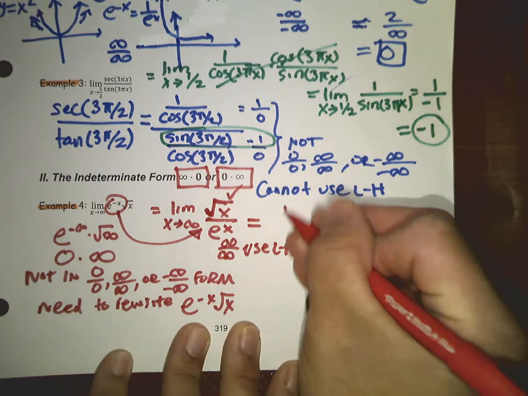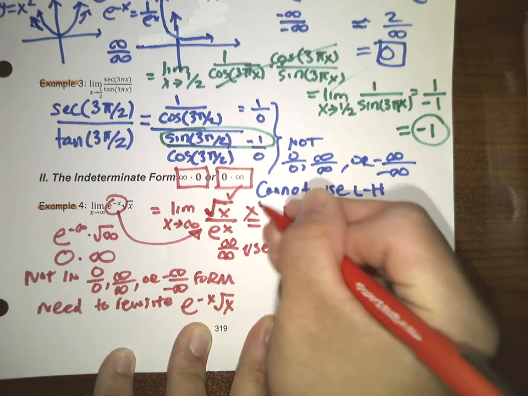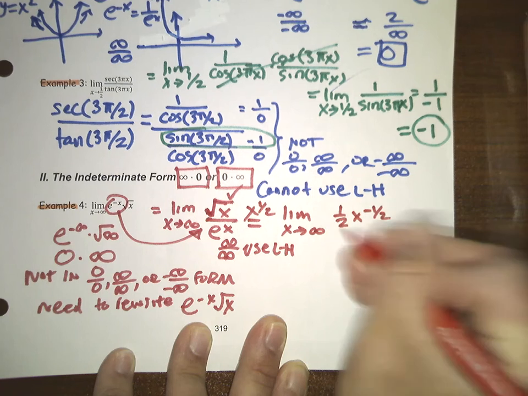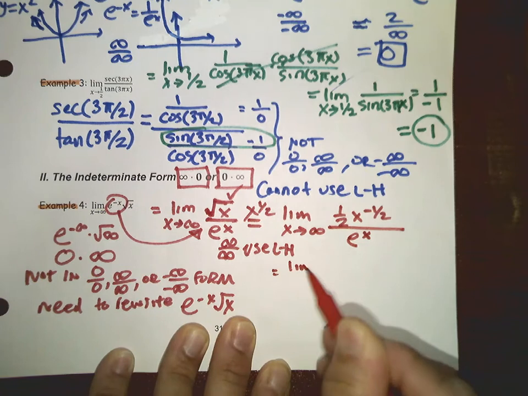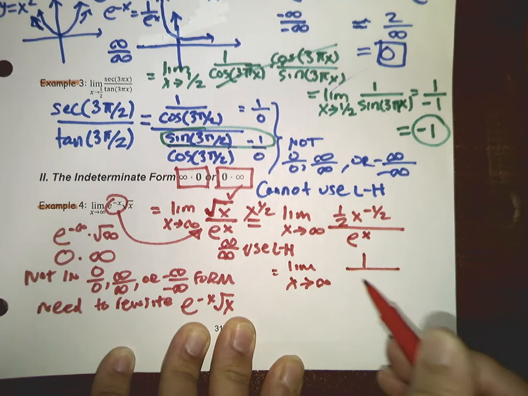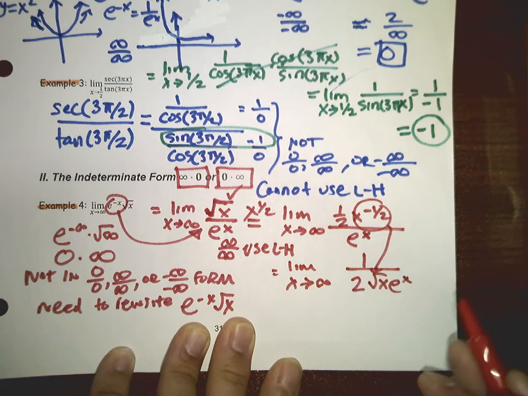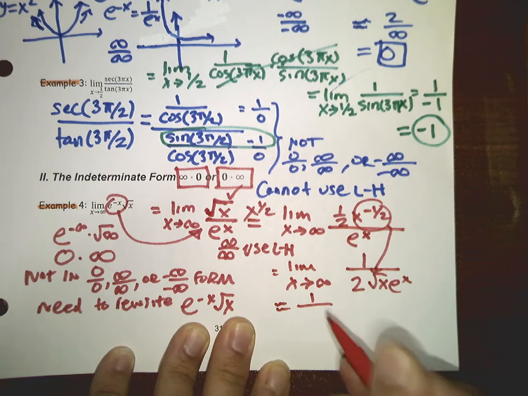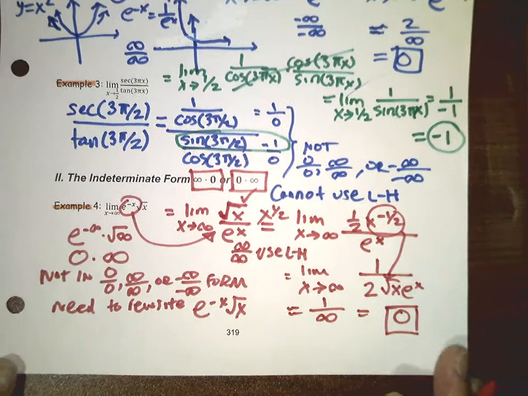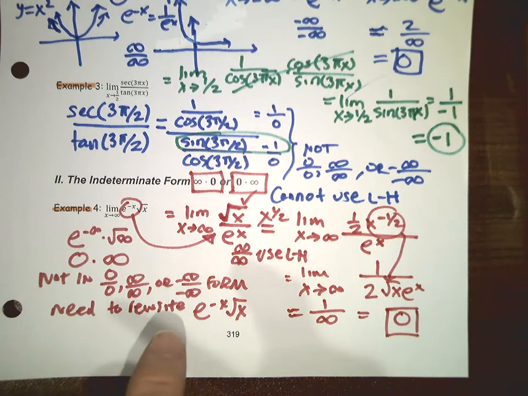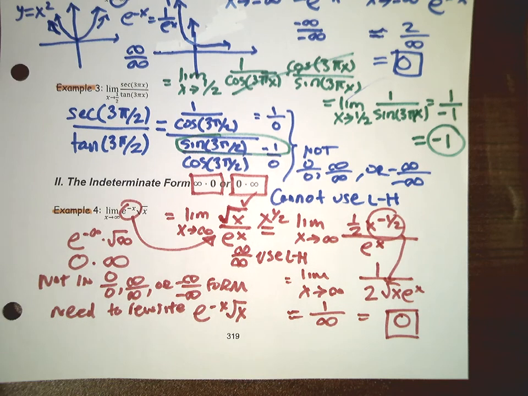Now I use L'Hopital's rule. So that's the limit as x approaches infinity. The derivative of the numerator, if I make this x to the 1/2, is 1/2 x to the negative 1/2, all over e to the x. Then I will rewrite this limit as x approaches infinity of 1 over 2, and then I'll bring this to the denominator as square root of x and then e to the x, which you see is approximately 1 over some really large number, which happens to be just 0. So this limit is equal to 0. But again, I needed to rewrite it because it needed to be in 0 over 0, infinity over infinity, or negative infinity over negative infinity form.